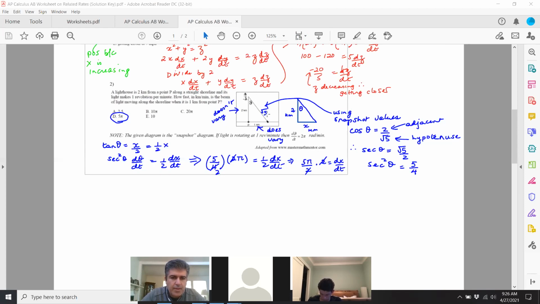You do know that it makes 1 revolution per minute. Well, 1 revolution is 2 pi radians, just so you know. So d theta over dt is 2 pi. And we could use tangent to relate this. Tangent theta is x over 2. The derivative: secant squared theta times d theta over dt equals dx over 2 dt.